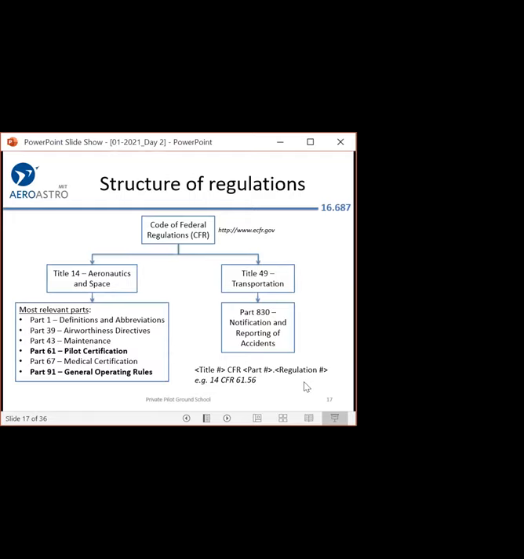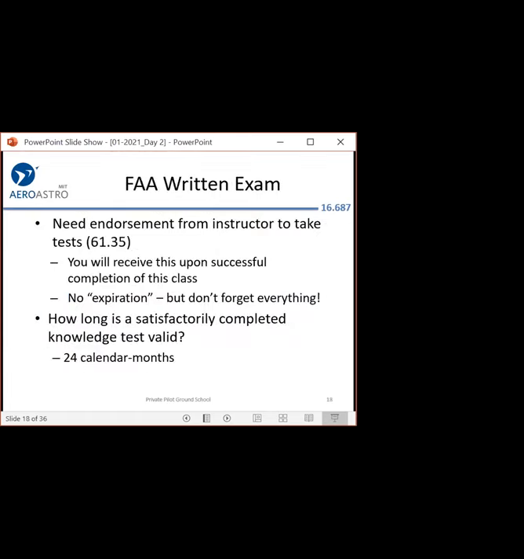There are a lot of regulations. We covered a lot of these in the lectures. And when we talk about CFR, we mean Code of Federal Regulations, or FAR, Federal Aviation Regulations. These are definitely on the exam, so you should be aware of that.